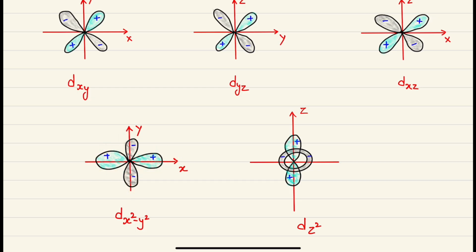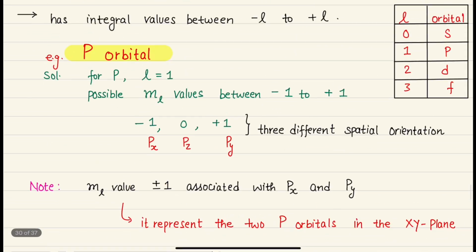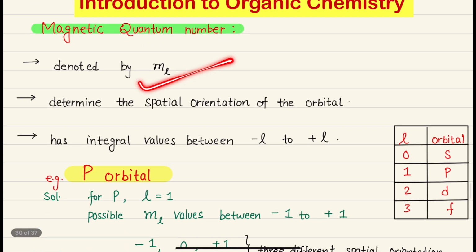Understood? Now for dz square, the lobes are on the z axis, and around the z axis you have one ring. Understood? You have one ring here, and the lobes are on the z axis. This is called dz square. So overall, we can say that the magnetic quantum number is denoted by ml, and it determines the spatial orientation of the orbital. Magnetic quantum number has integral values between minus L to plus L.